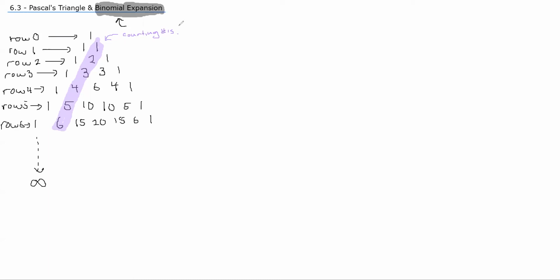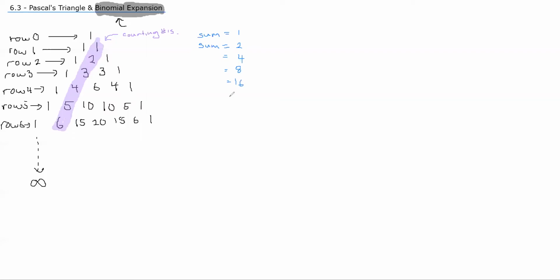Here's my first pattern. Please take a look at the sum of every single row. The sum of row 0 is 1. The sum of row 1 is 2. The sum of row 3 is 4. The sum of row 4 is 8. The sum of row 5 is 16.